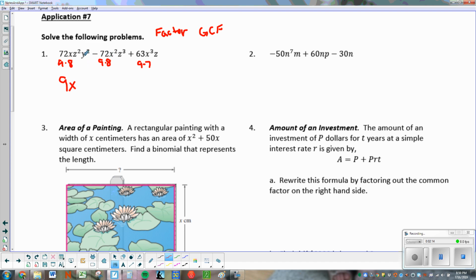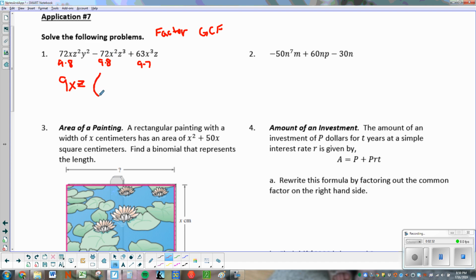Do I have y's in every term? I have 2 y's here. I don't have any, and I don't have any. So I don't get to pull out any y's. And then what about z's? I have 2 z's, 3 z's, 1 z. So I get to pull out 1 z. Okay, that's what I'm factoring out.